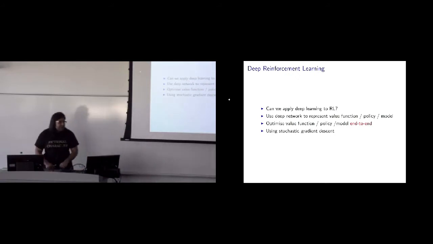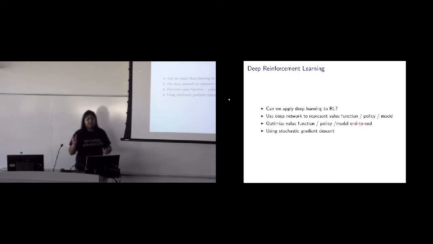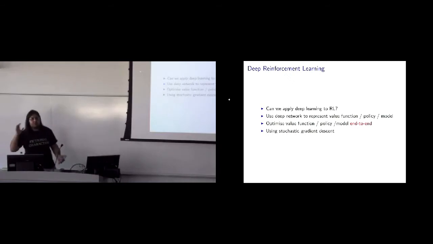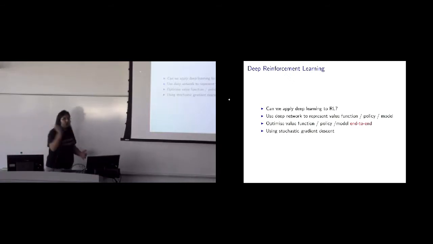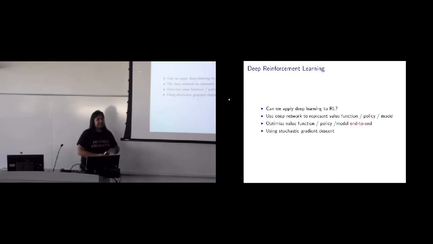Then we can optimize the value function, the policy, or the model end-to-end. What does this end-to-end bit mean? It means that you don't have to do anything in between. You feed it raw sensory data, and it spits out an optimal policy or an optimal choice of action. You don't have to put a human being in the middle to, I don't know, design a model for it or correct the policy over time.